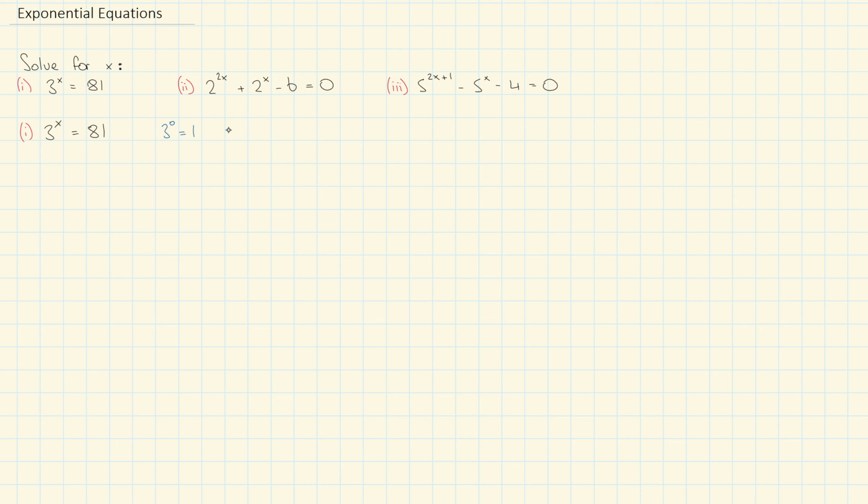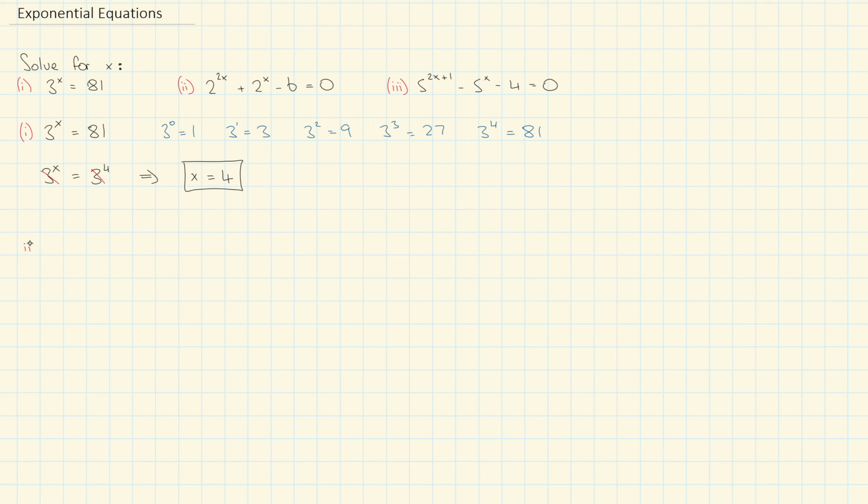3 to the power of 0 is 1, 3 to the power of 1 is 3, 3 squared gives me 9, 3 cubed gives me 27, and then on your calculator 3 to the power of 4 will give you 81. So then we can write it as 3 to the power of x is equal to 3 to the power of 4. You see here we have a common base, so we can cancel it, and then we get x is equal to 4. And that's our answer for part 1.